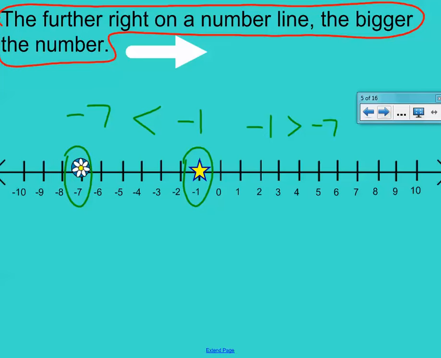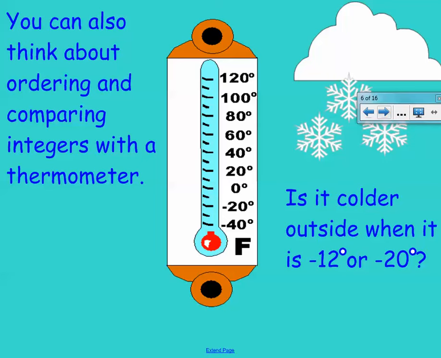Something a kid told me a couple years ago that they found really helpful was to think about comparing and ordering integers like thermometers and temperatures outside. So think about our really cold winter weather: is it colder outside when it's -12 or -20?